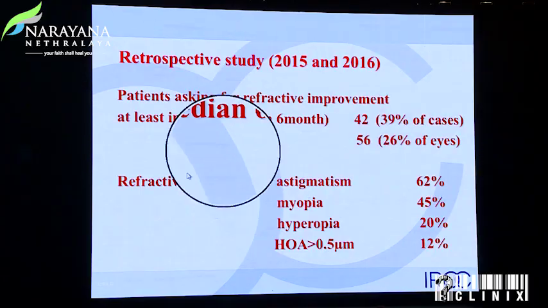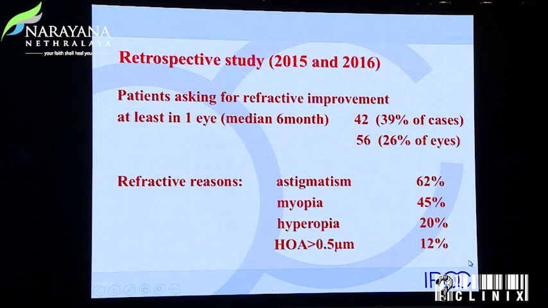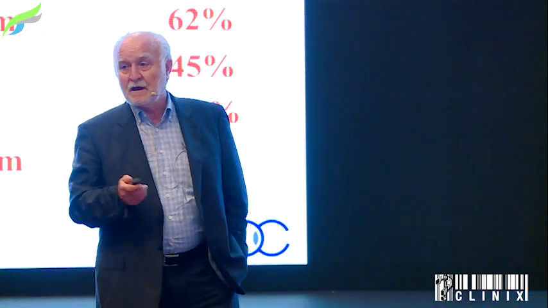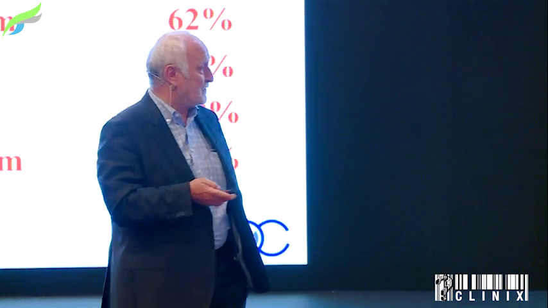And these patients asked for improvement. Those patients asking for refractive improvement, at least in one eye, were about 39% of the cases, but only 26% of the eyes. The reasons that we could identify were astigmatism of more than half a diopter, myopia in 45%, hyperopia, and in about 12%, we couldn't find a refractive error at all. They were at 0, but they were just not happy. And then we did aberrometry, and oops, there were high-order aberrations of more than 0.5 microns.